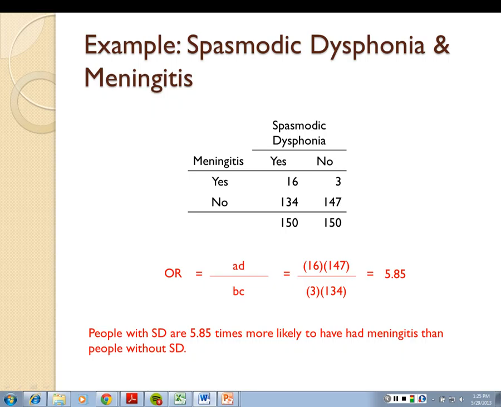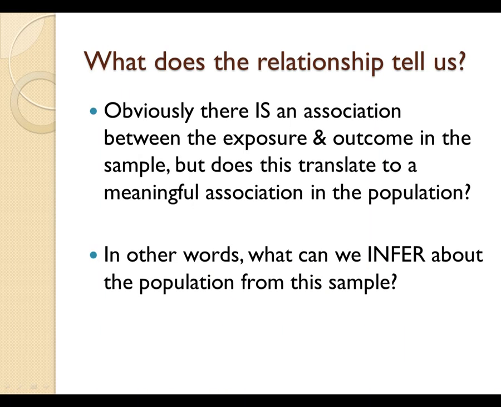Since this is a case-control study, the appropriate measure of association is the odds ratio. We find that people with SD are 5.85 times more likely to have had meningitis than people without SD. So what is this relationship telling us? Our sample indicates there is an association between SD and meningitis, but now we need to determine if what we are observing in our sample happened by chance. We need to infer something about the population from our sample.